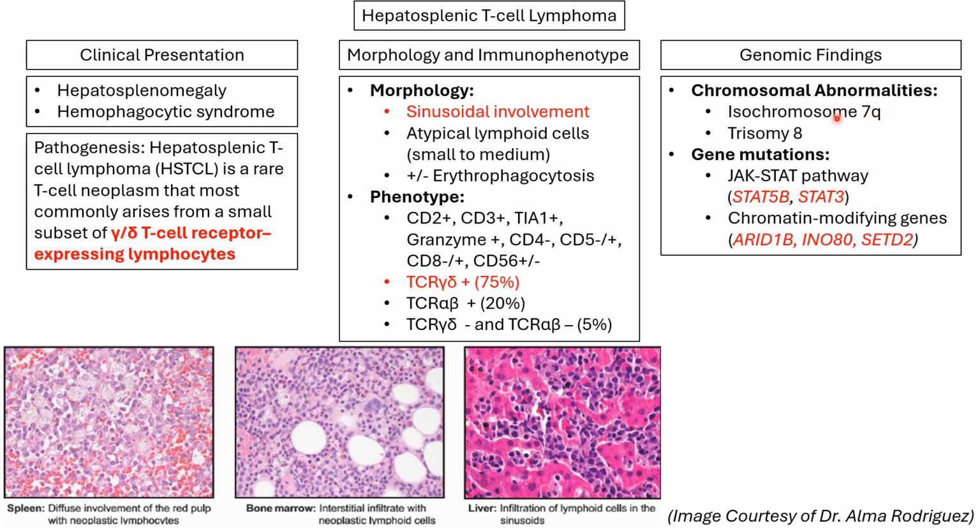Isochromosome 7q is seen in hepatosplenic T-cell lymphoma. Trisomy 8 can also be seen. STAT5B and STAT3 can also be seen in hepatosplenic T-cell lymphoma.